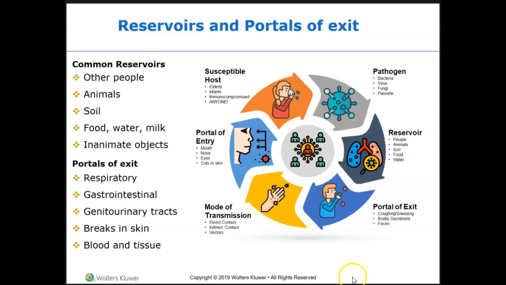So again, here lists all of the things we just talked about: the pathogen, reservoir, portal of exit, mode of transmission, portal of entry, and then your susceptible host, right? Common reservoirs are other people, animals, soil, food, water, milk, and inanimate objects, which we also call fomites. Portals of exit is, how does it get out of your body? Through the respiratory tract, the GI tract, the GU tract, breaks in your skin, and of course through blood and tissues.